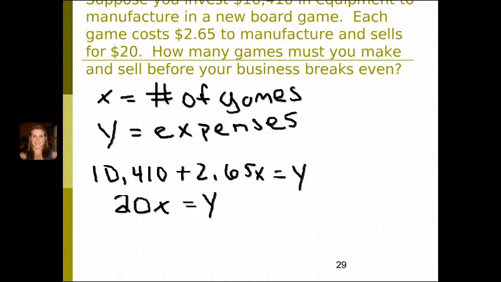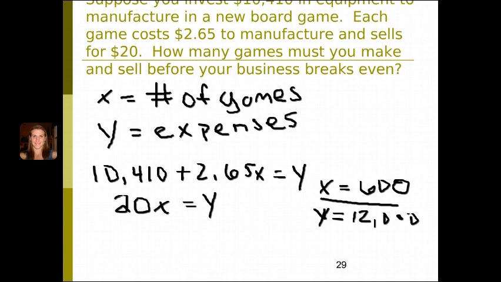So once you solve this system, you will get that X is equal to 600 and that Y is equal to 12,000. Now to answer the question, it says how many games must you make and sell before you break even? Well, you must make and sell 600, since 600 is what represents our number of games.